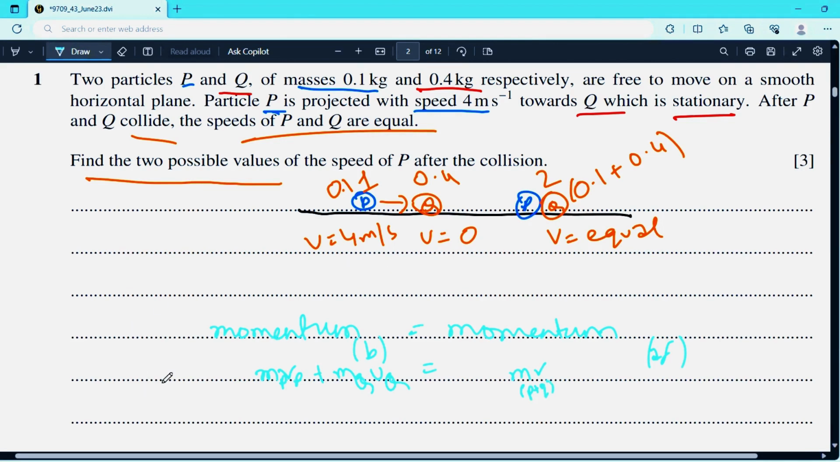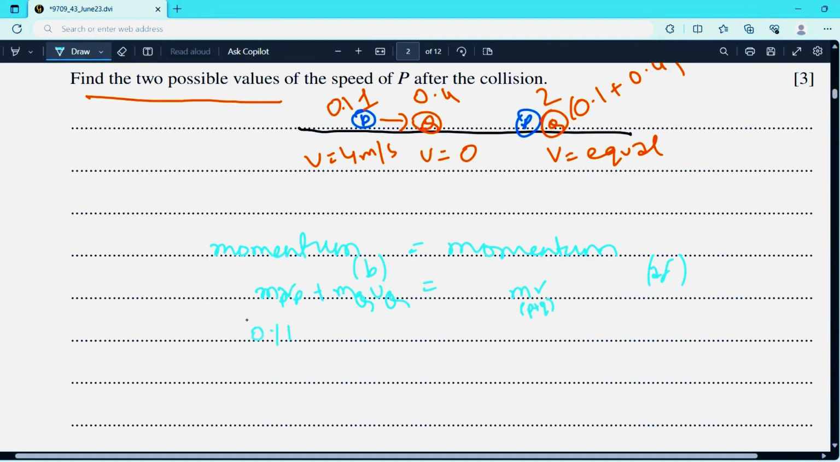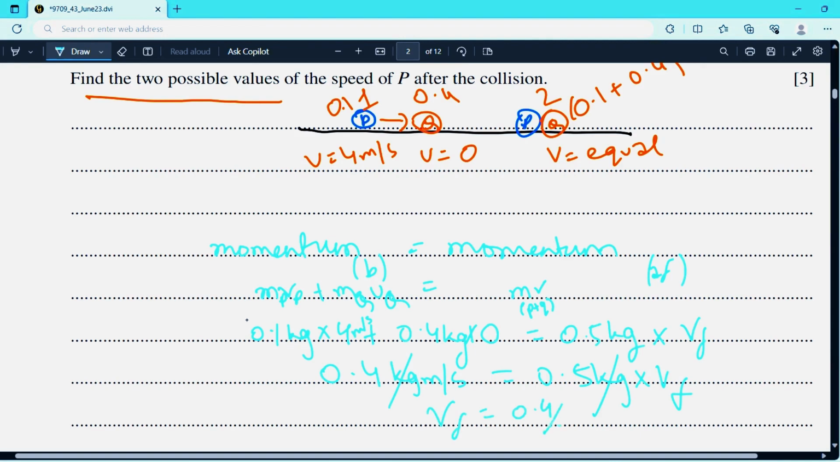Here we have the mass of P, which is 0.1 kg. We have the velocity of P, which is 4 meters per second. We have the mass of Q, 0.4 kg. The initial speed of Q is 0 because it was stationary. Mass of P and Q together is 0.5 kg, into the final velocity. So 0.4 kg meters per second plus 0 equals 0.5 kg into Vf. We cancel out the kgs here. Then 0.4 by 0.5 meters per second, this will be 0.8 meters per second. This is one of the possibilities.